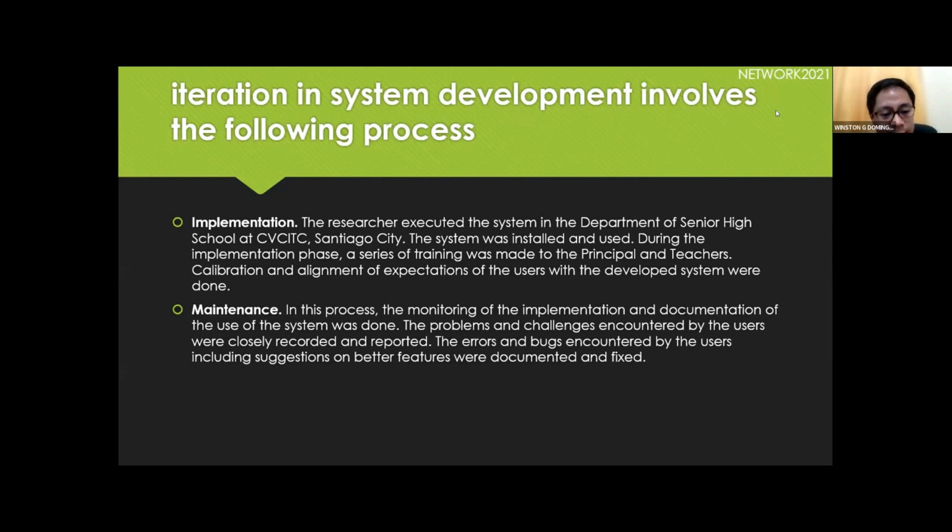In the maintenance part of this process, the monitoring of the implementation and documentation of the use of the system was done. Problems and challenges encountered by the users were closely recorded and reported. The errors and bugs encountered by the users, including suggestions on better features, were documented and fixed.